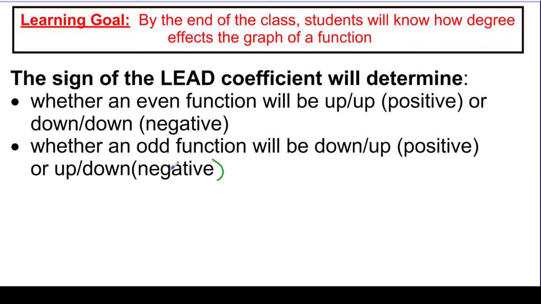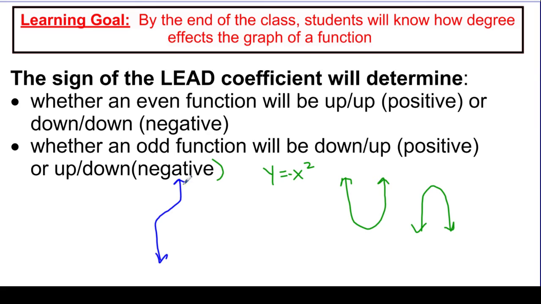And guess what? You already know about this. If I were to draw the parent function for y equals x squared, this is an even function. We know that the parent function points up, up. If I put a negative sign in front of that, so now it's got a negative lead coefficient, it would turn to down, down. We also just saw when we talked about cubic functions, that the parent function kind of looks like this, where it curves and then heads straight up. If you notice, it's down on the left, up on the right. That's the parent function when it's positive.